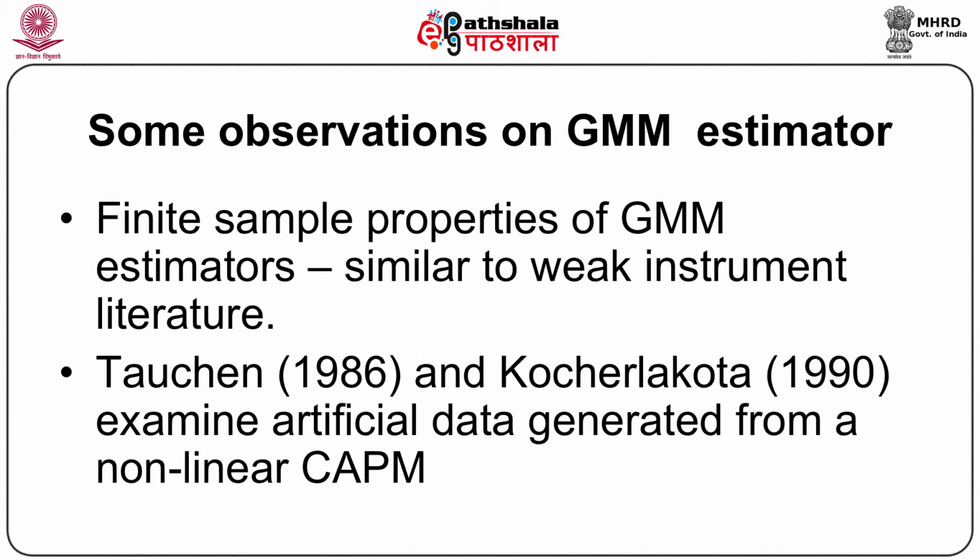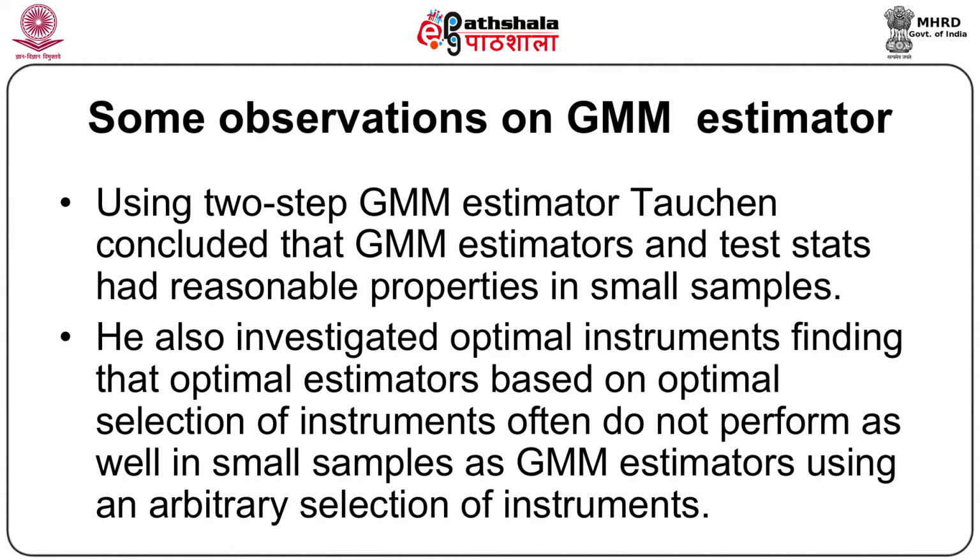The finite sample property of the GMM estimator is similar to the weak instrument literature. Tauchen 1986 and Kocherlakota 1990 examine artificial data generated from a nonlinear capital asset pricing model. Using the two-step GMM estimator, Tauchen concluded that the GMM estimator and test statistics had reasonable properties in small samples.